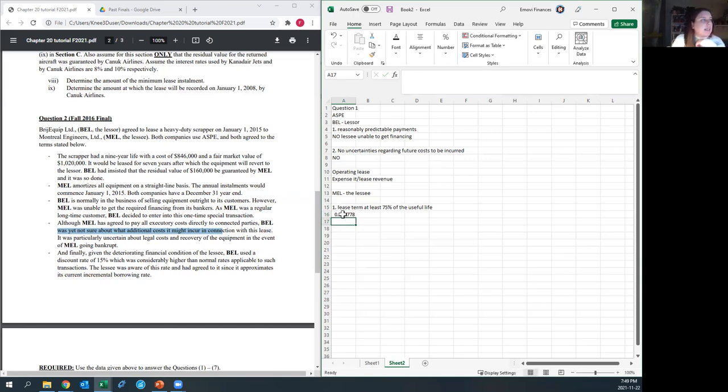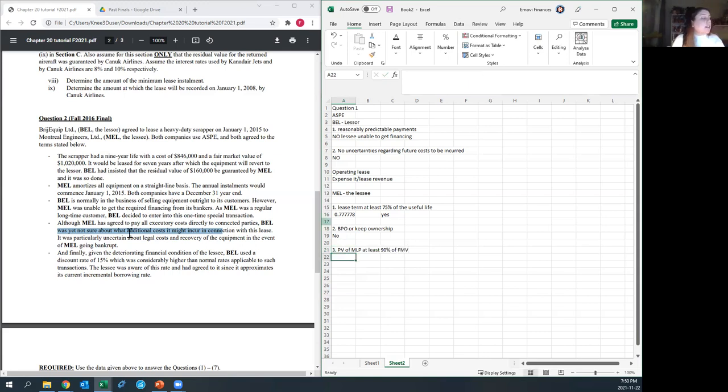So that means that it's more than 75%. So this works. So it's going to be an operating lease, but we can check the other one for fun. Is there a DPO or do they keep ownership at the end? No, there was no mention. And 3 is the PV of the MLP at least 90% of the fair market value.